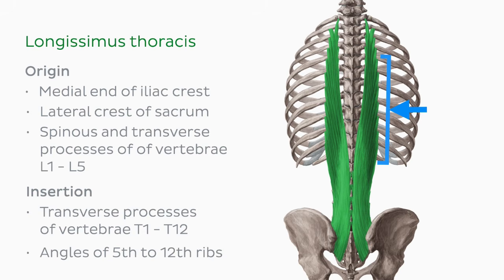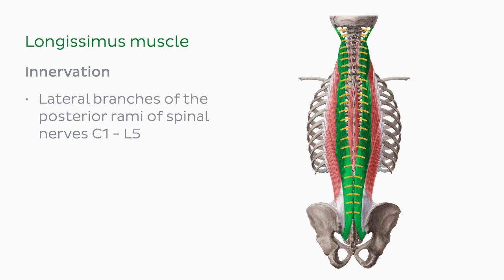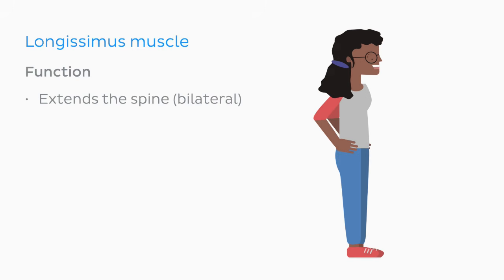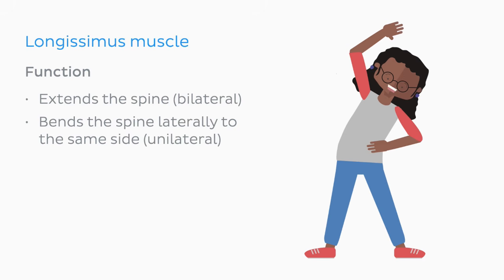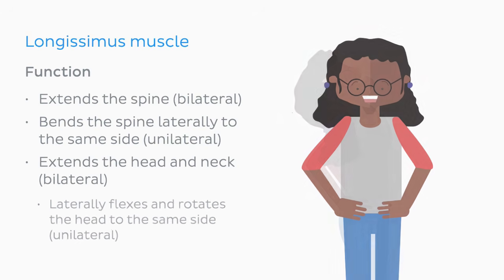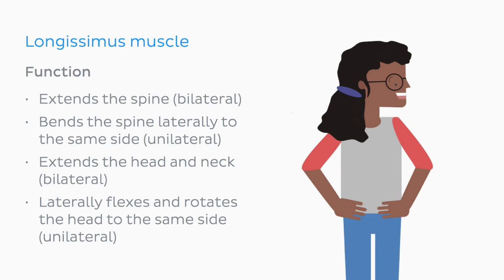The longissimus muscle receives innervation from the lateral branches of the posterior rami of spinal nerves C1 to L5. The bilateral contraction of the entire longissimus muscle extends the spine, while unilateral contraction bends the spine laterally to the same side. The most superior part of this muscle, the longissimus capitis, extends the head and neck when it contracts bilaterally, and laterally flexes and rotates the head to the same side upon unilateral contraction.